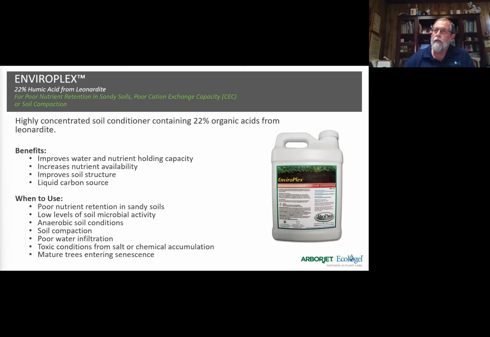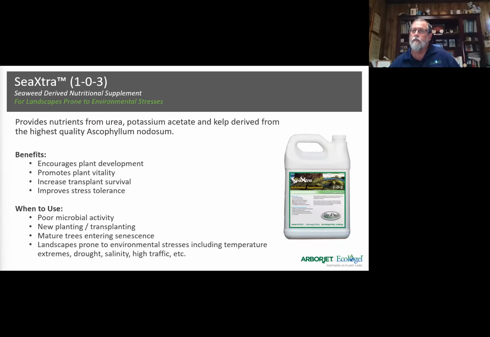We have an Enviroplex that's a 22% humic acid product that, again, adds to the carbon source that helps that soil biology perform better. It helps increase soil structure. It's a carbon source. It helps the microbes as a food source to help with nutrient cycling. So all these come together to help improve nutrient cycling and efficiency. And then we have a seaweed product that's a sister product of the Cytogro, again, that will help as a plant biology enhancer, a microbe food.